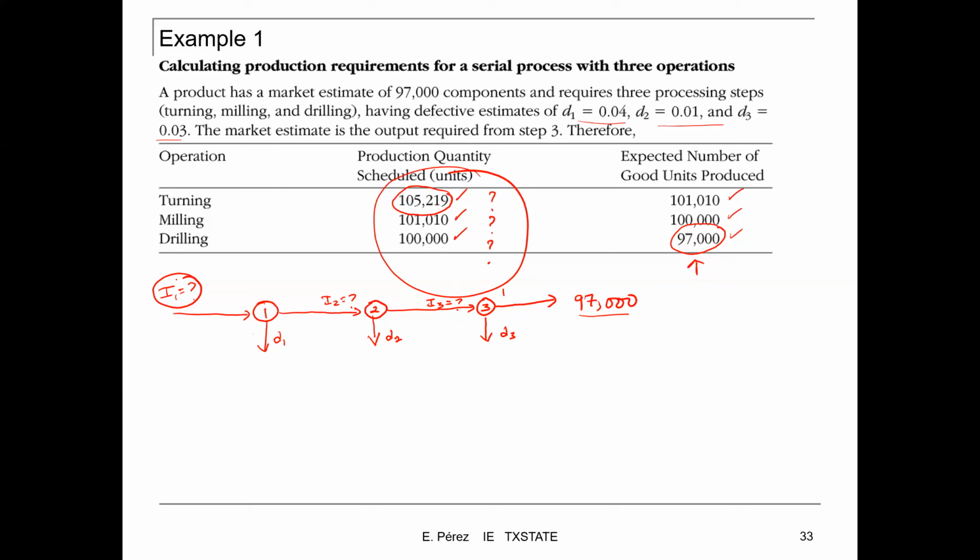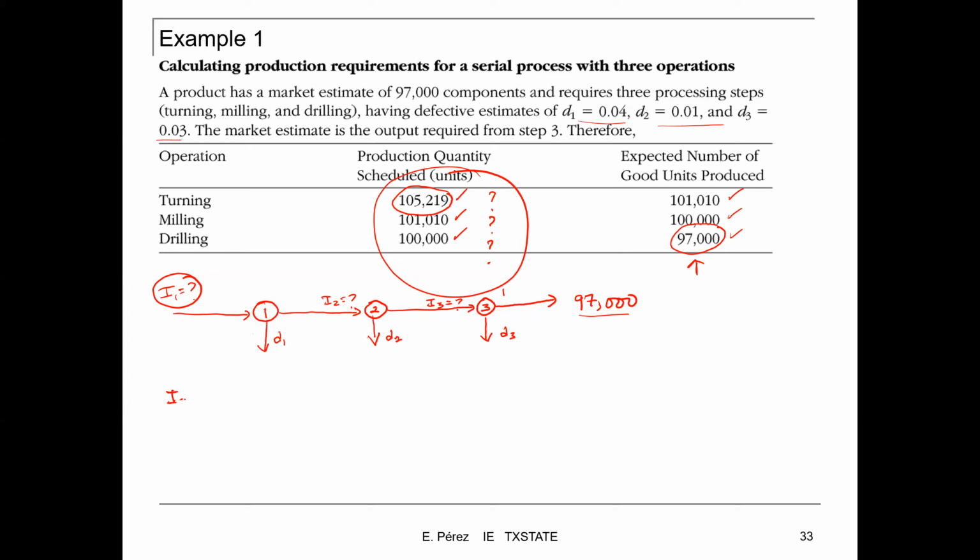We're going to go backward. We start with the 97,000 and compute, based on the percentage of defectives expected at this third station, the input required for getting that 97,000. Then we can use input 3 to compute the input of number 2, and then use the input of number 2 to compute the input of number 1.